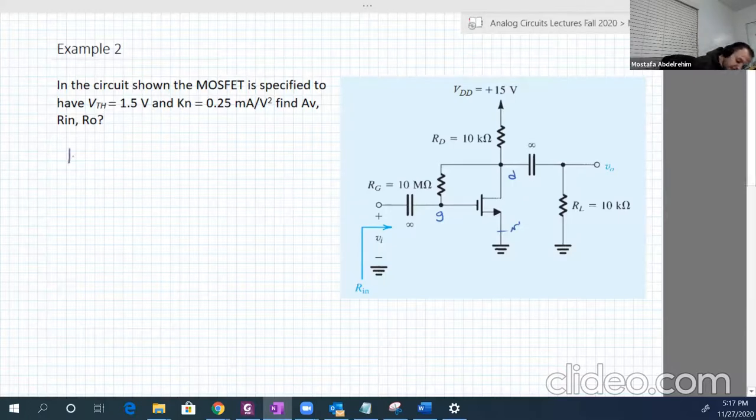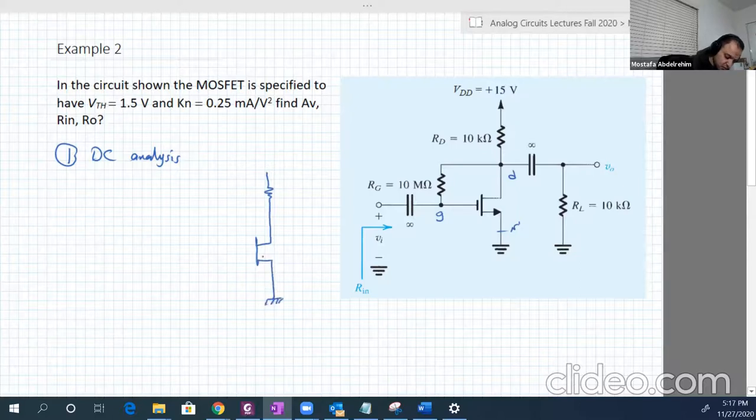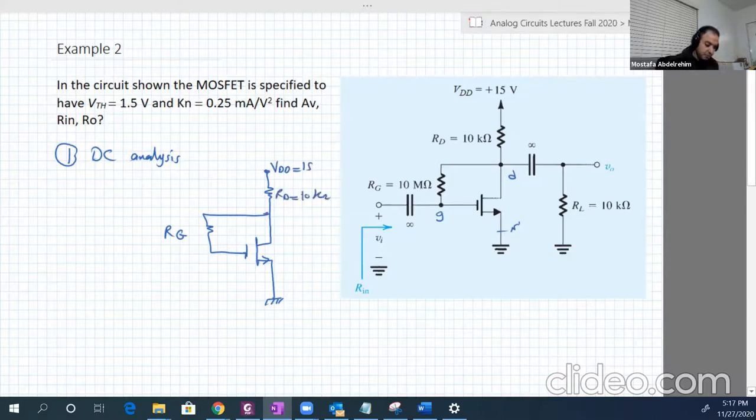Again, we're going to start with the DC analysis. In the DC analysis, we're going to remove all the AC sources and the capacitors. So we're going to end up with this circuit here. RG, 10 mega ohms. Here is VDD, which is 15. Here is RD, 10 kilo ohms. Here is IG, which is equal to zero.